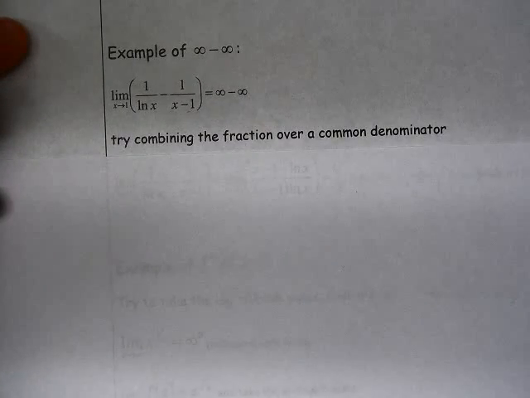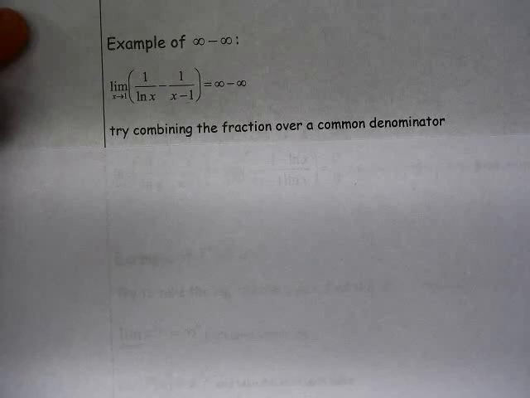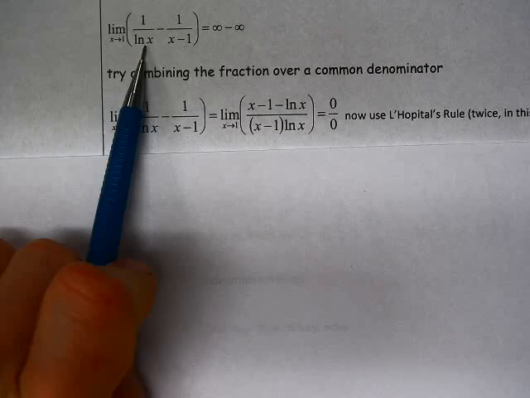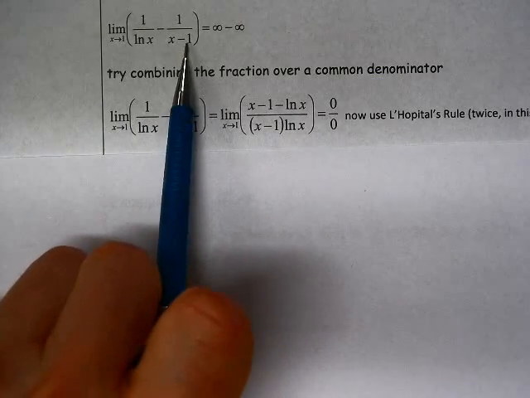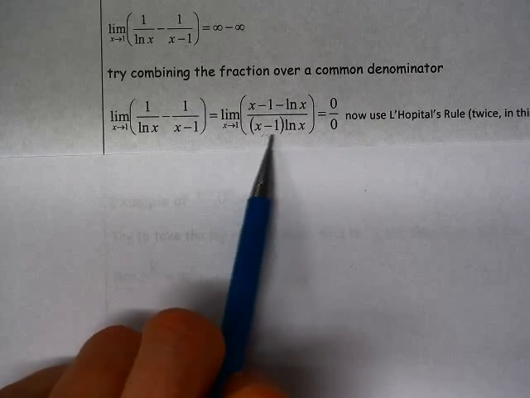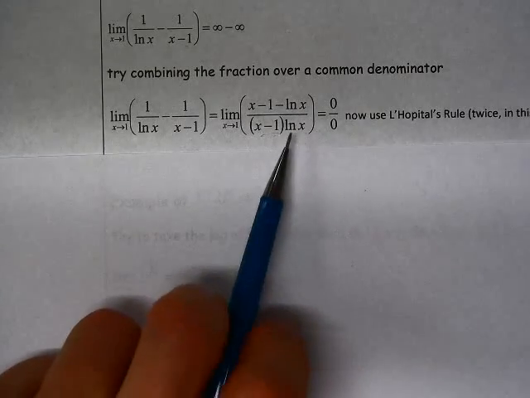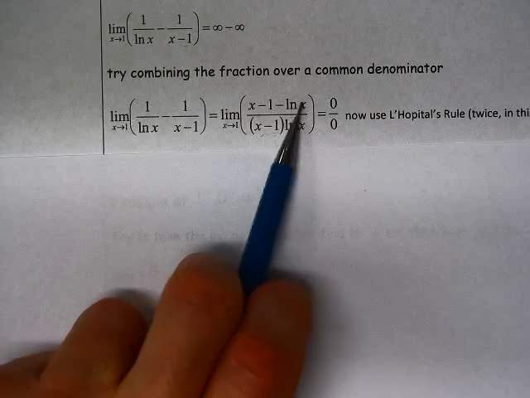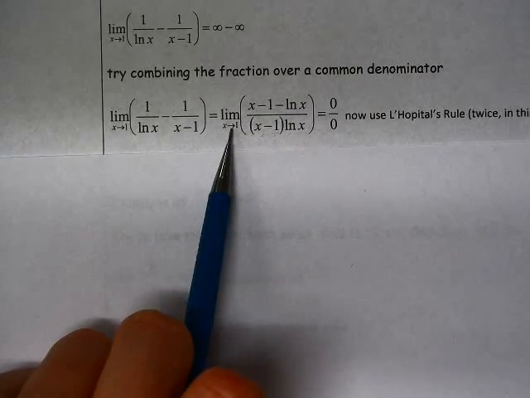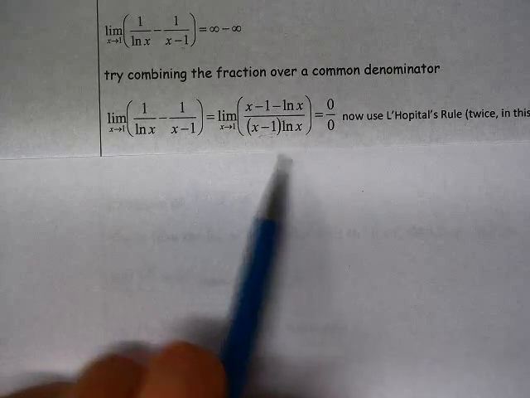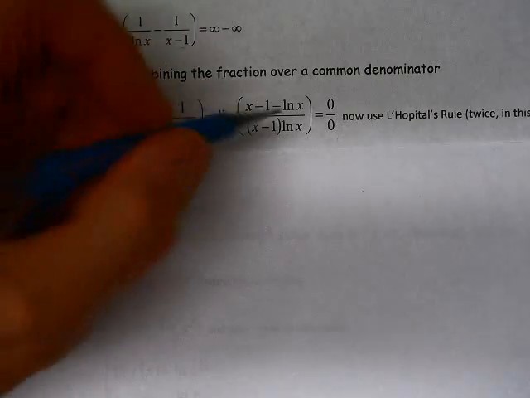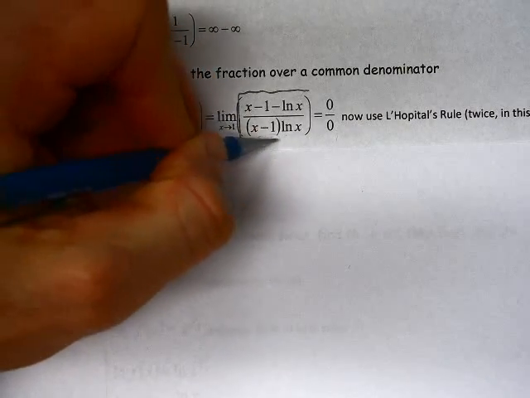So I'm going to combine those fractions over a common denominator. I need an x minus 1 factor in this quotient, and I need a natural log of x factor in this quotient. So I can combine them into the common denominator x minus 1 times natural log of x. And now I get x minus 1 minus natural log of x in the numerator. Now when I try to solve this limit by substitution, I get 0 over 0, and I can use L'Hopital's rule on this quotient.